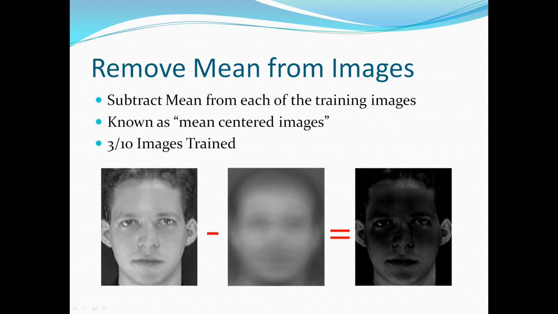The next step in the algorithm is to center the training images, known as mean-centered images. The following images are an example of taking the original trained image, subtracting the mean face computed, and storing the output. This is repeated for each training image being used, in this case 120 images.